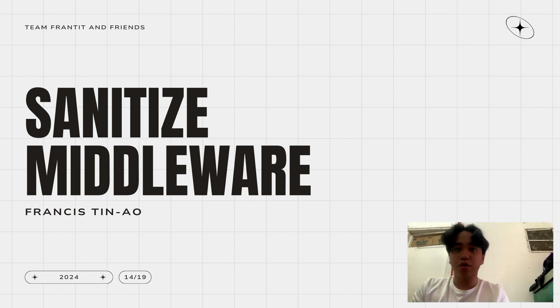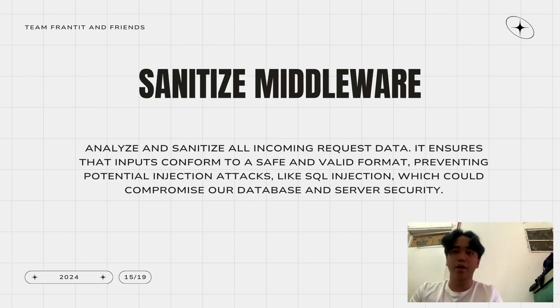Now I'll walk you through the input sanitation middleware we've implemented in our server. Input sanitation is a critical layer of security that helps protect our system from malicious data or attacks. Now, the purpose of this middleware is to analyze and sanitize all incoming request data. It ensures that inputs conform to a safe and valid format, preventing potential injection attacks like SQL injection, which could compromise our database and server security.